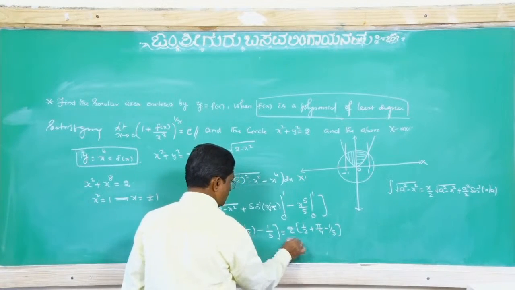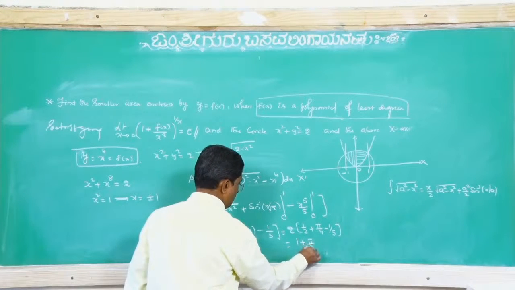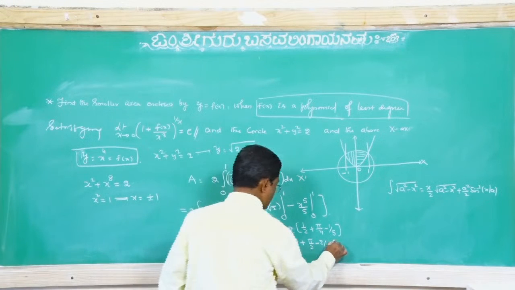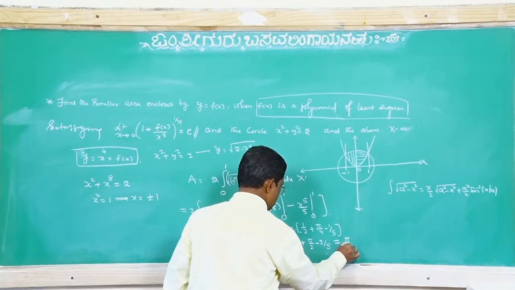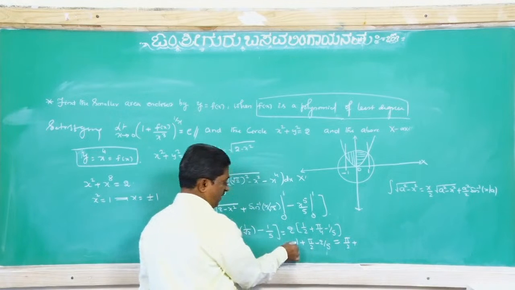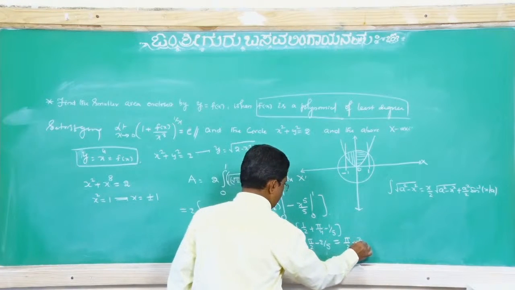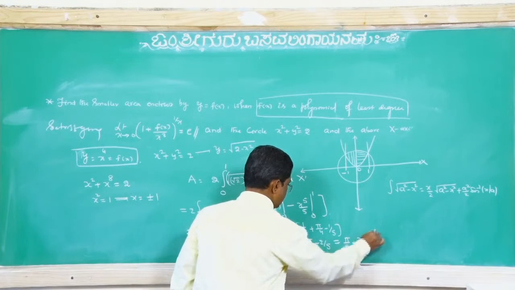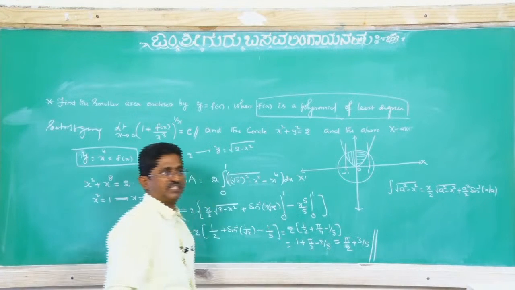So, 2 multiplied, that is 1 plus pi by 2 minus 2 by 5. So this is equivalent to 5 by 2. Next one, 5 ones are 5, 5 minus 2 equal to 3, 3 by 5. This is the required solution in square units.